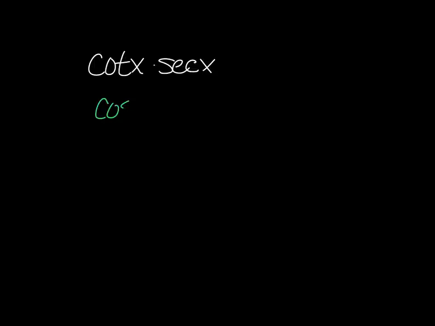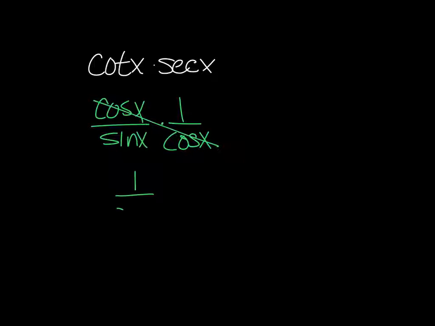So this one is cosine over sine, and secant is 1 over cosine. Cosines cancel, so we get 1 over sine, which is cosecant. And that would match up with A.